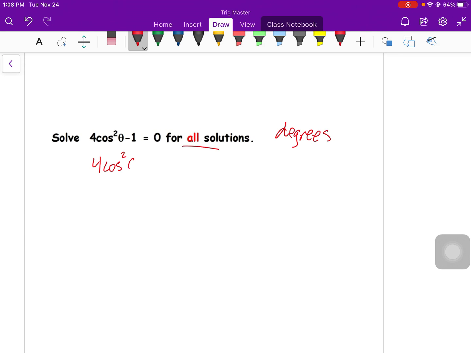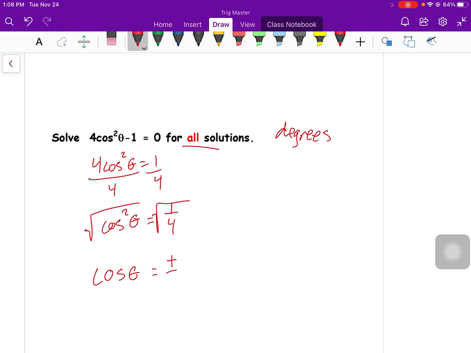So if I add 1 to both sides, I get this. Divide both sides by 4. I'm going to get cosine squared theta equals 1/4. Now this is just like having x squared equals 1/4. I would take the square root of both sides, which would leave me with cosine of theta equals, now when you take the square root of both sides, you get plus or minus. Okay, I know the square root of 1 is 1, and then the square root of 4 is going to be 2. So I'm going to get plus or minus 1/2. So if I take the square root of 1/4, I get plus or minus 1/2.